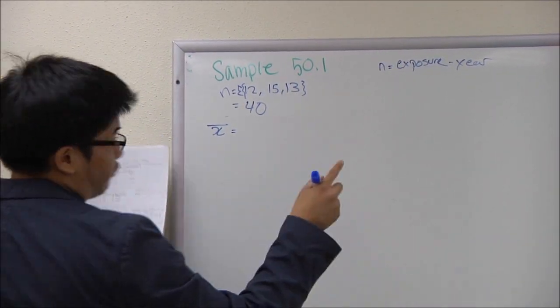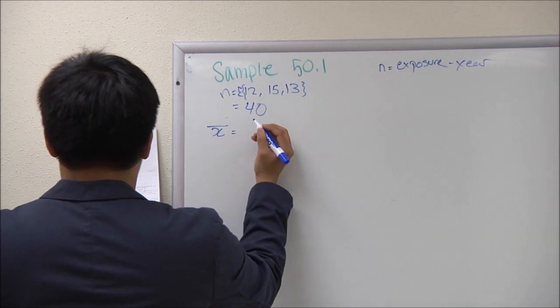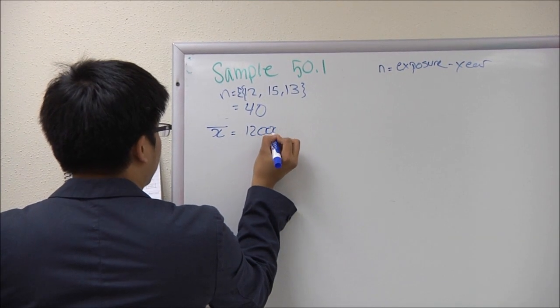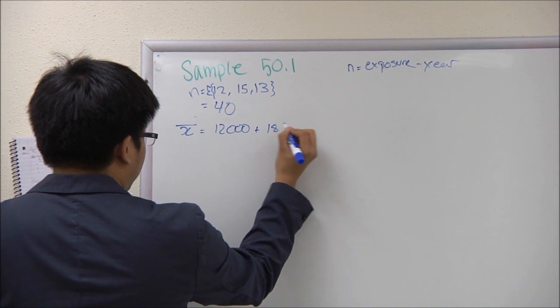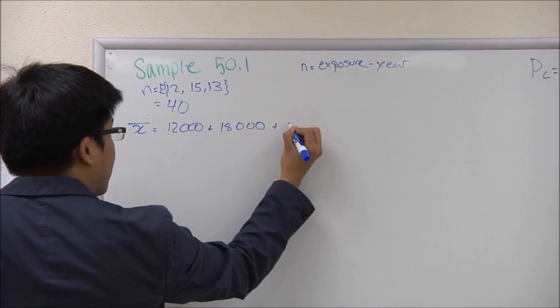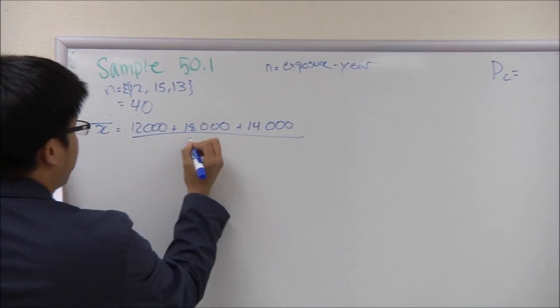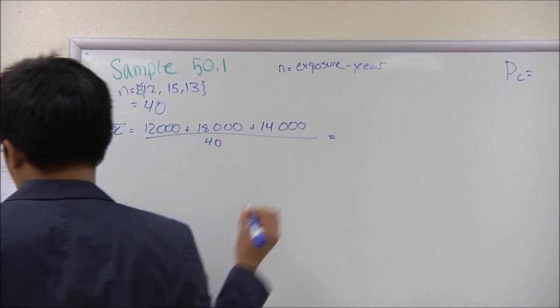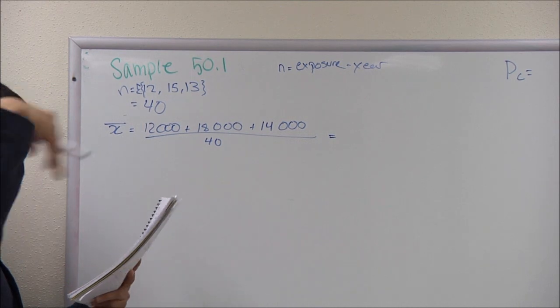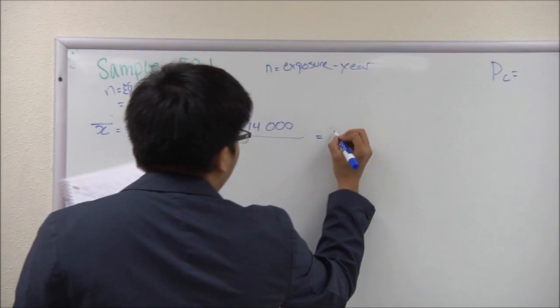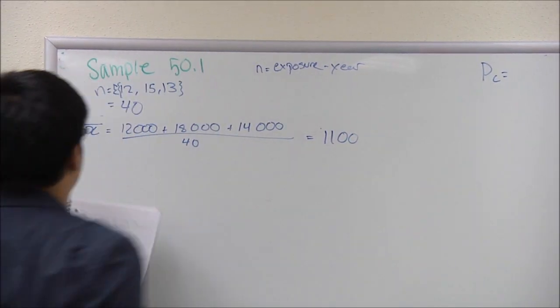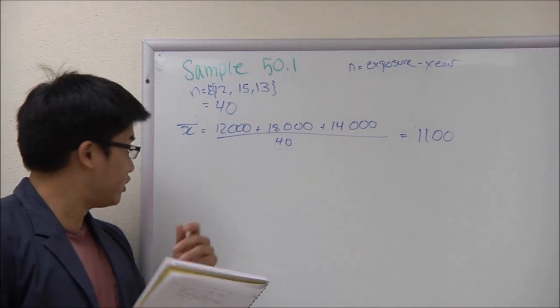So the aggregate losses from, again, the last whiteboard slide would be 12,000, 18,000, and 14,000. Divide all of this by 40, and you get this magical number of, off the top of my head, 1,100. Okay, so 1,100 is your X bar.